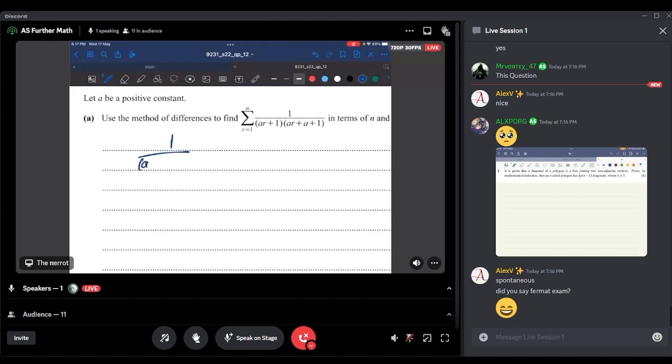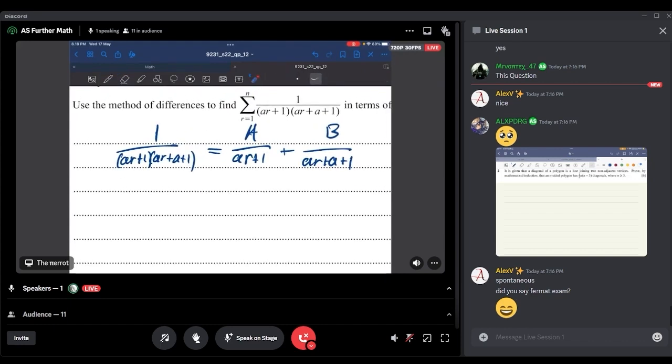So let me write it down first. 1 over (Ar plus 1)(Ar plus A plus 1). Well, of course, we can see that we can just split this expression into two parts, into these two fractions. Actually, I shouldn't put the 1 here. Just put Ar plus A plus 1. Now, how do you figure out the constants up here? It should be A and B, right? Because the r is just degree 1. So A and B. Now, how do you figure out A and B without doing any cross multiplication or equating coefficients?